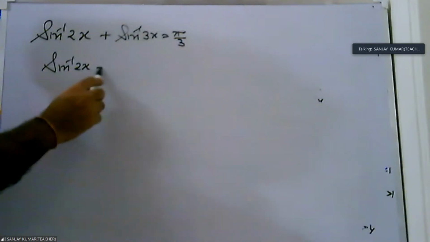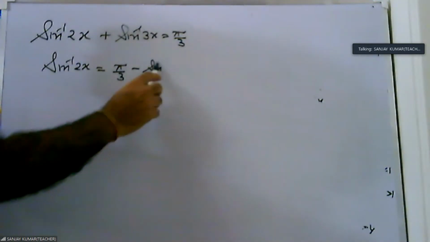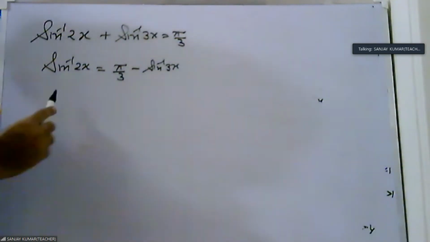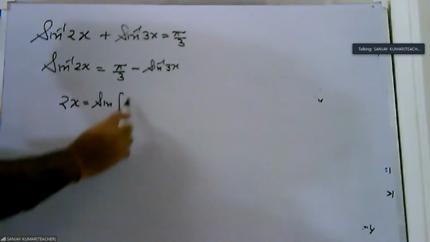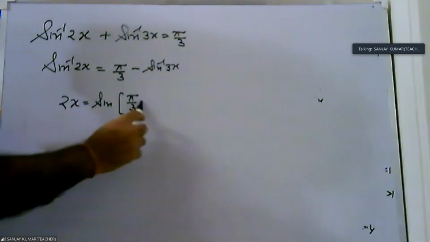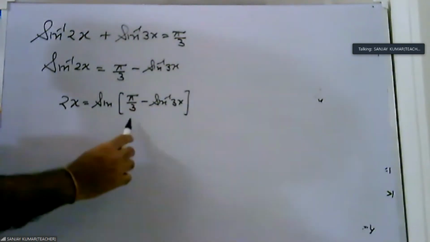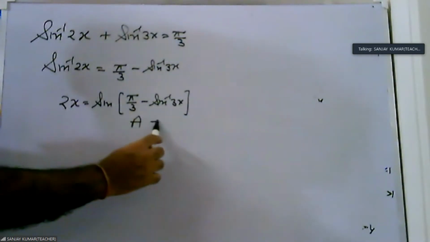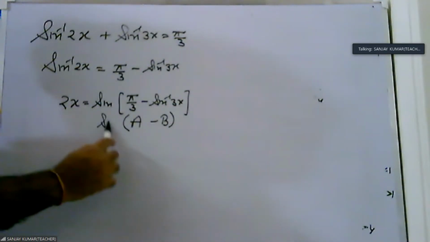So please look at this again. Please join. Be punctual. You are coming very late. That is sin inverse 3x. Then 2x we take sin inverse to that side. That is sin inverse 2x equals pi by 3 minus sin inverse 3x. We take that sign to that side. On the second side, now we consider this one is A and this one is B. Now with the formula of sine A minus B.